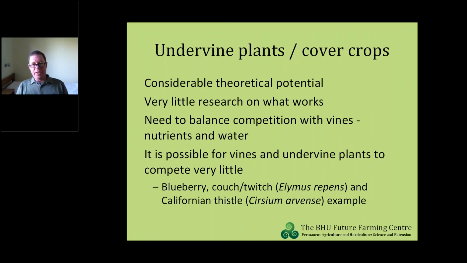So the moral of this is we don't want to grow Californian thistle as an undervine plant, because the Californian thistle is a truly ghastly plant. But what we need to do is find plants that are like Californian thistle in the fact that the root systems of the vines and the plants don't interact much, or even have a possible beneficial interaction. What we don't want to be doing is almost certainly growing grasses under our vines, because they will be strongly competitive unless we need to reduce vigor.